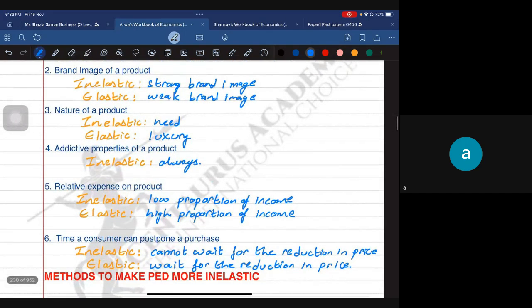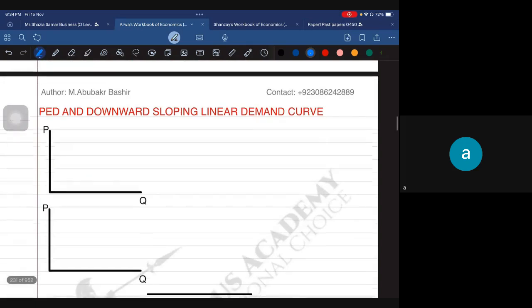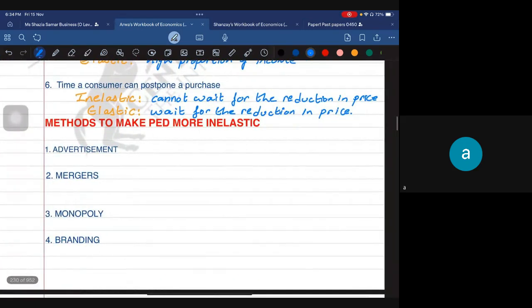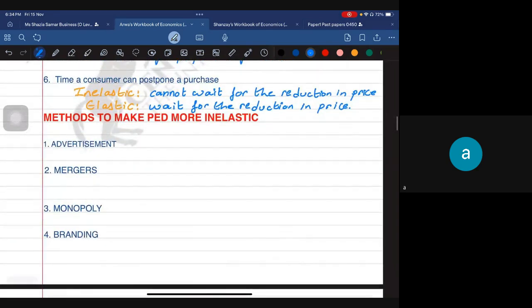Very good. So what we'll do is keep it to this for today, and in the next class, we'll do one little thing. We'll do this part because this part will take time and it needs a lot of understanding. So this part is quite simple, so let's just finish this part. Okay. Methods to make PED more inelastic.